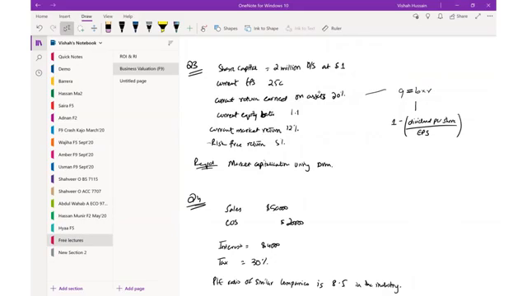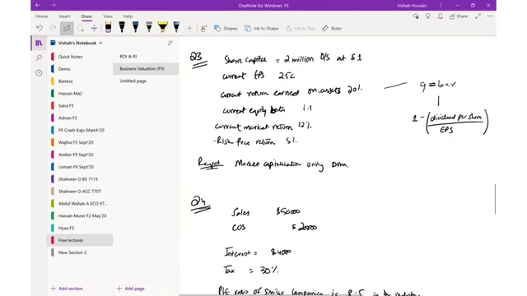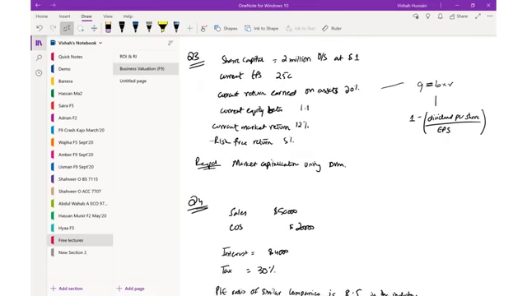We'll use the other method for DVM. The question says that the share capital is 2 million ordinary shares at par value of $1. Current EPS is 25 cents. Current return earned on assets is 20%, equity beta is 1.1, and market return is 12%, risk-free rate is 5%. We need to calculate the market capitalization using DVM.